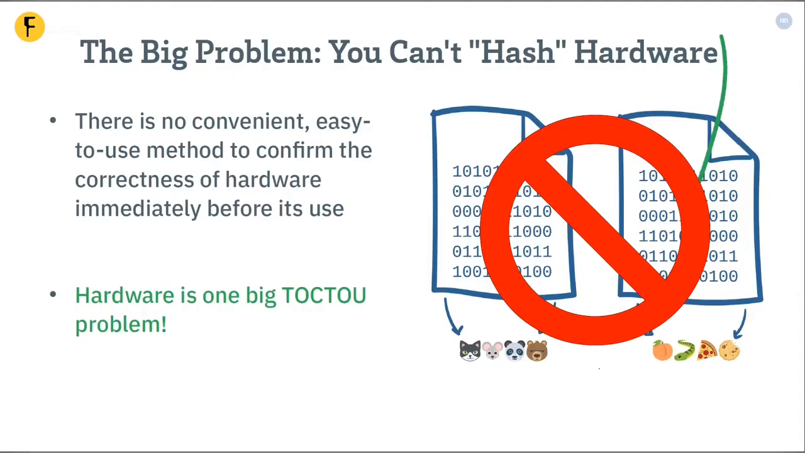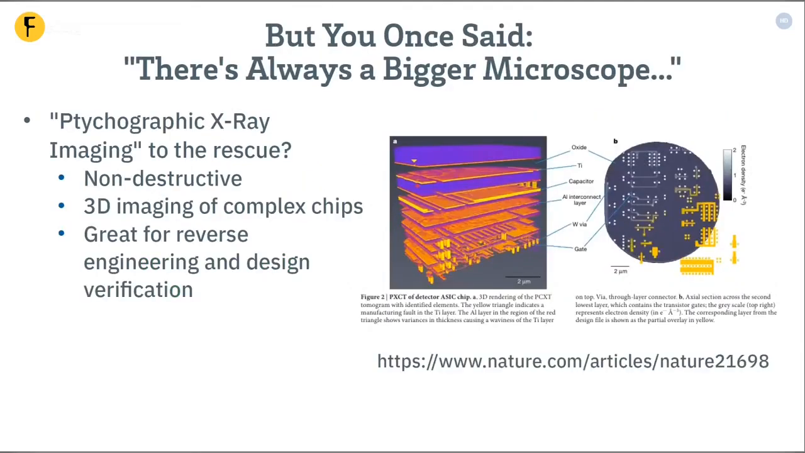So hardware is one huge time of check to time of use problem. I'm on record saying that, but you can always get a bigger microscope. This is from the standpoint of people trying to hide secrets in hardware, keys and whatnot. And I always say, look, secrecy in hardware doesn't really work because I can always get a microscope that can pull the secret out, right?